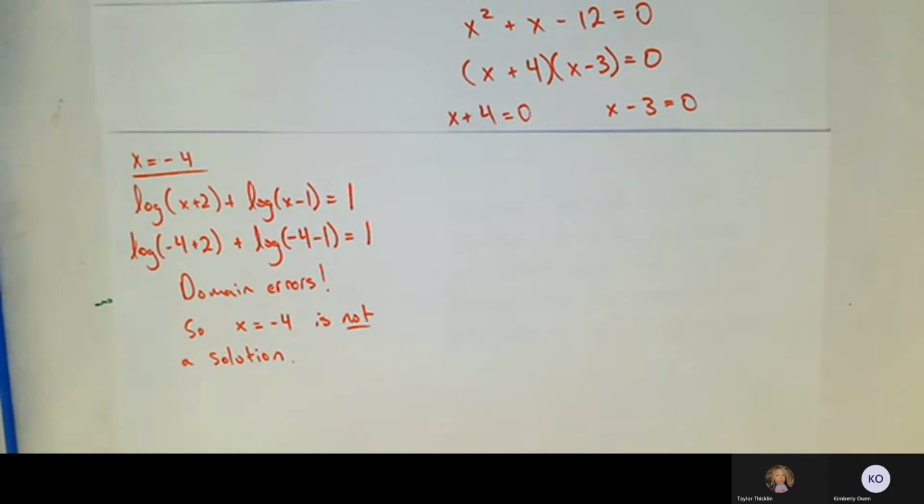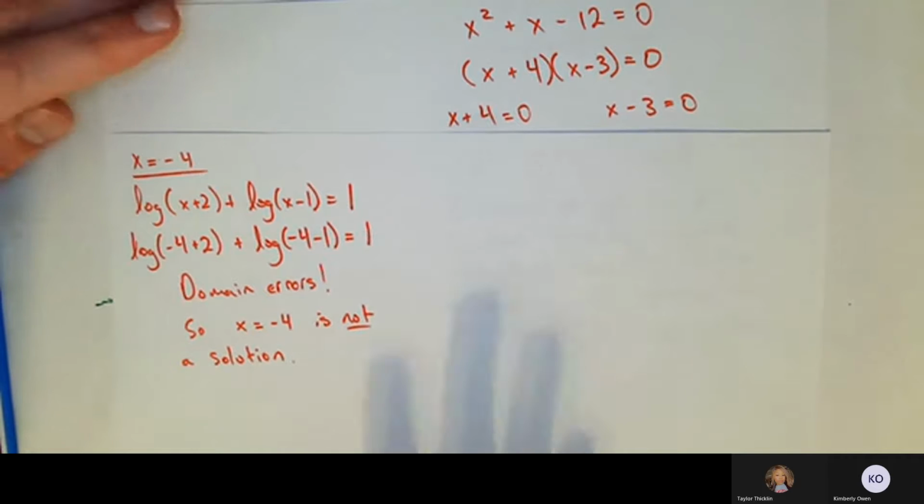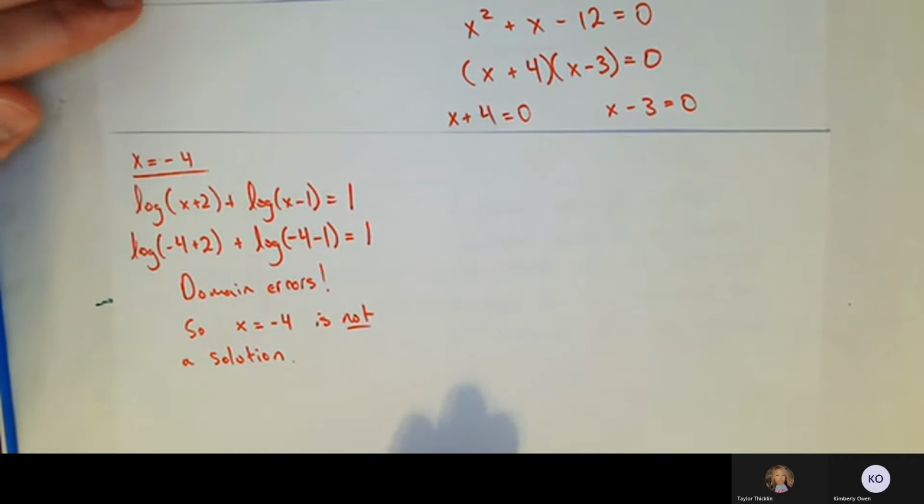Okay, but so the thing is, anytime you get two solutions to a log equation, or two or more really, anytime you get multiple solutions to a log equation, you've got to check each one to watch out for domain errors like this.